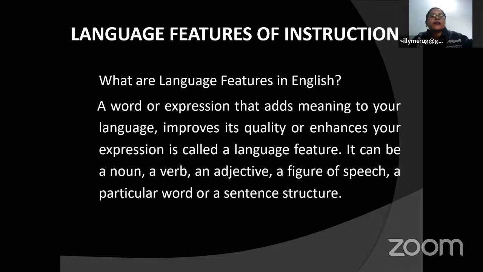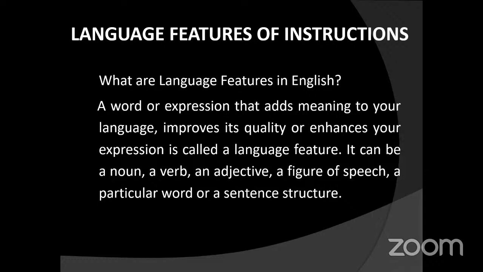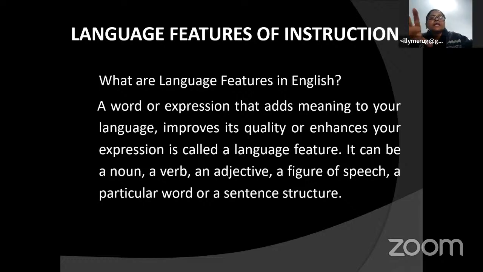If I say Lakshmi is reading the book, Lakshmi becomes what? Noun. Reading becomes what? Verb. Okay. So these are the features of an instruction. The kind of words we are using and what impact they make, these are called features. A feature of an instruction is a word or expression that adds meaning to your language, improves its quality, or enhances your expression. It can be a noun, a verb, an adjective, figure of speech, a particular word or a sentence structure. We can take tenses also. Okay. So let's move to the next slide.